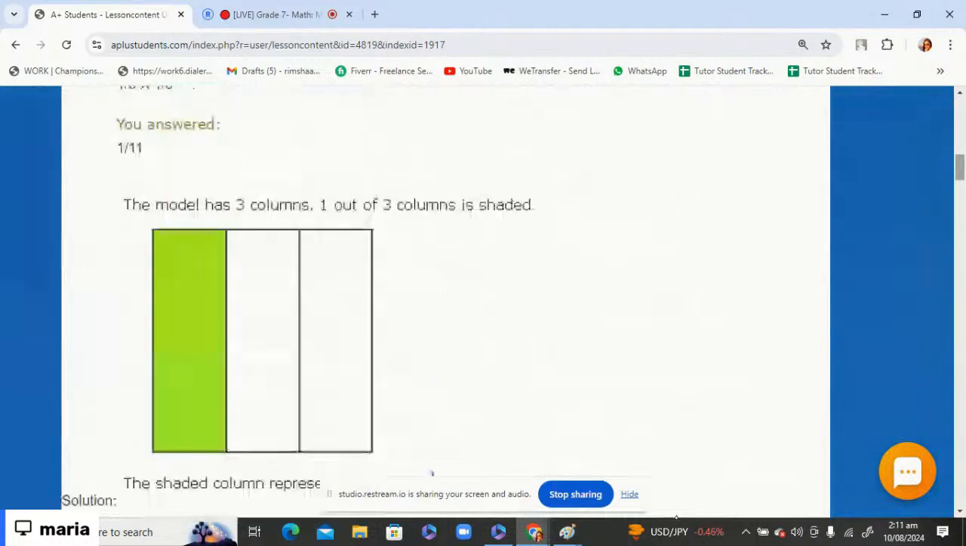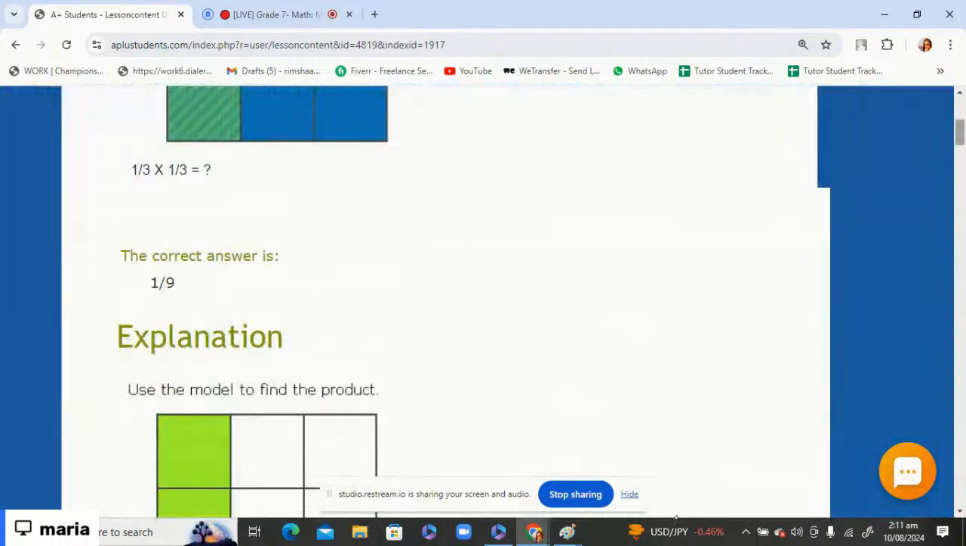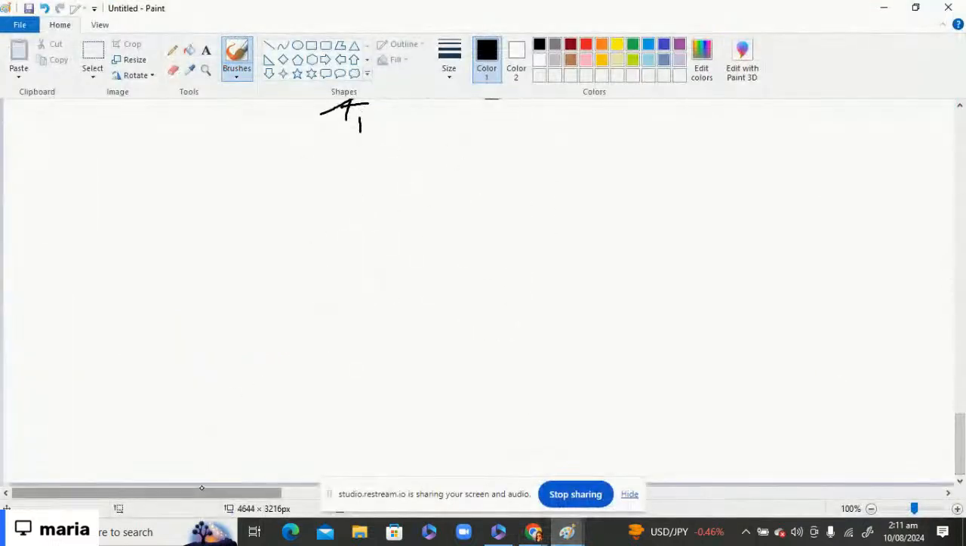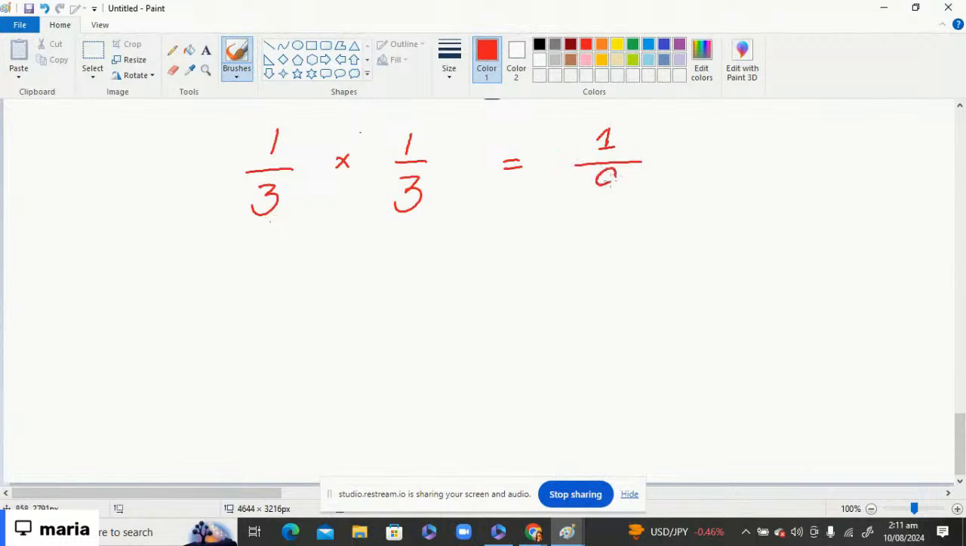Now look at here one by one. They are saying 1 by 3 times 1 by 3. Here are two fractions which are the same, and they are representing the model here. So the question is 1 by 3 times 1 by 3. First we are going to solve it this way and then get the answer. 1 times 1 is 1 over 3 times 3 is 9. The numerators are multiplied with each other and the denominators are multiplied with each other.